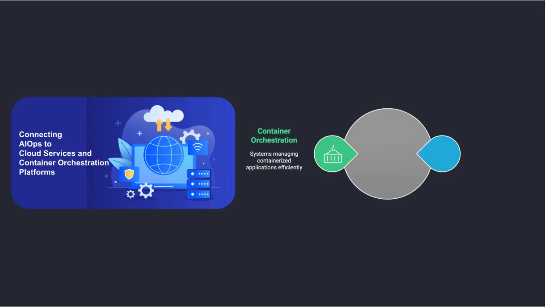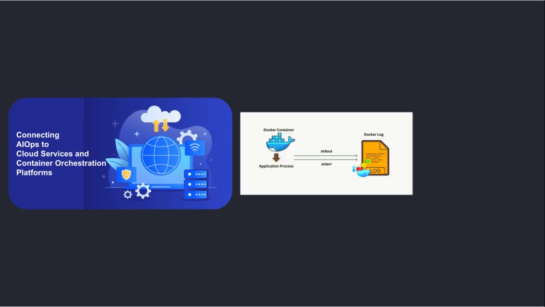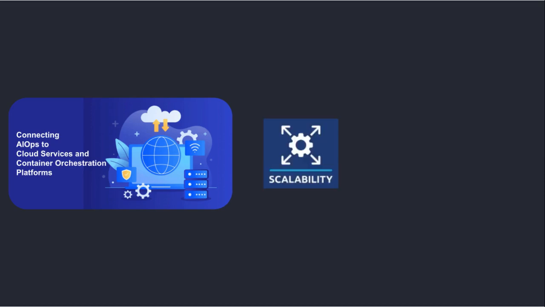Cloud environments and container orchestration platforms generate massive amounts of data. AIOps helps manage this complexity by monitoring Kubernetes clusters, detecting failed pods, CPU spikes, and network latency, analyzing Docker logs, security vulnerability and identifying misconfigurations, scaling resources automatically, adjusting container resources based on demand. With cloud-native applications, AIOps becomes a crucial tool for maintaining system health.